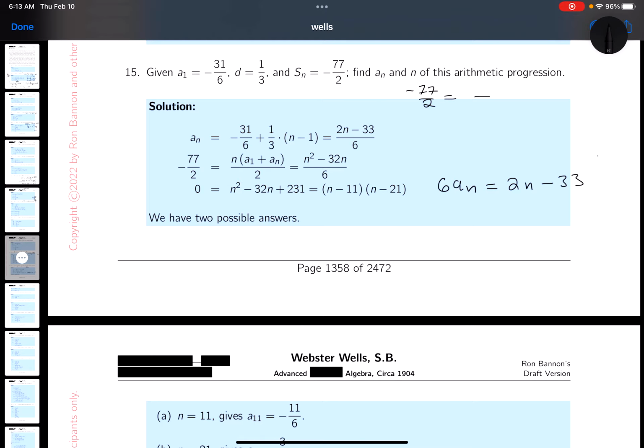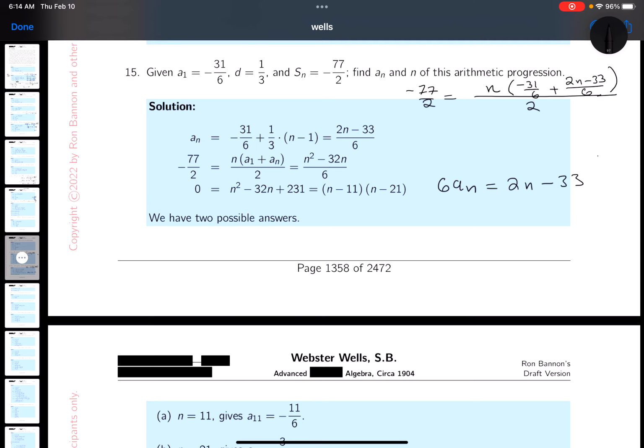And this will equal N over 2, I get a 2 here. And let's take a look at it. Well, A1 is minus 31/6, and then it's going to be plus AN. Well, I know AN. I'll write it down for you. AN is coming from that first equation I derived, which is simply 2N minus 33 over 6. All right, so I got some troubles over here, and I've got to simplify it.